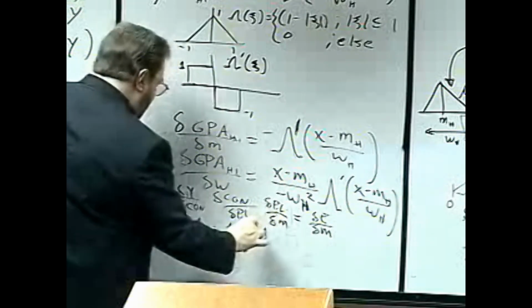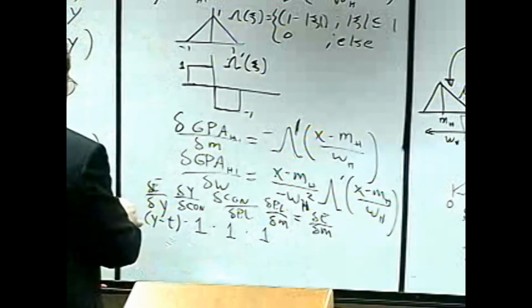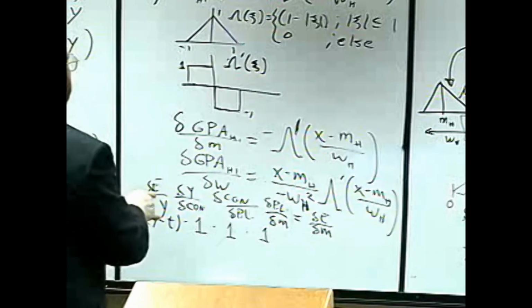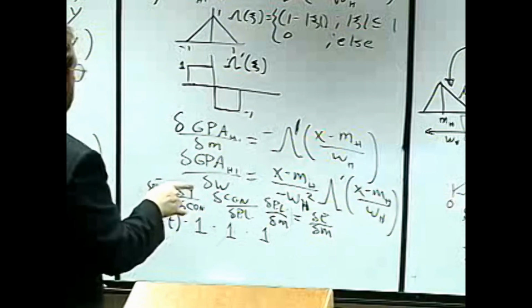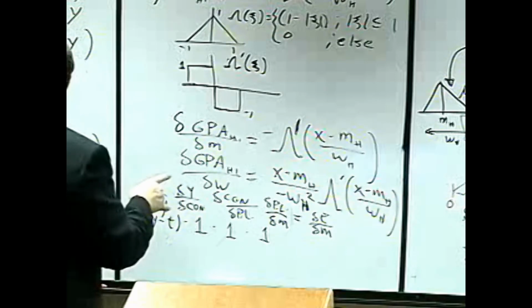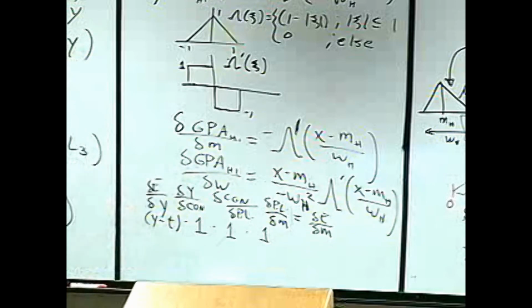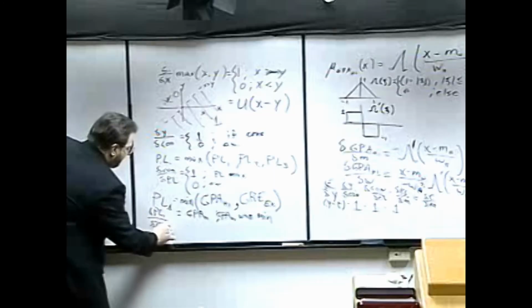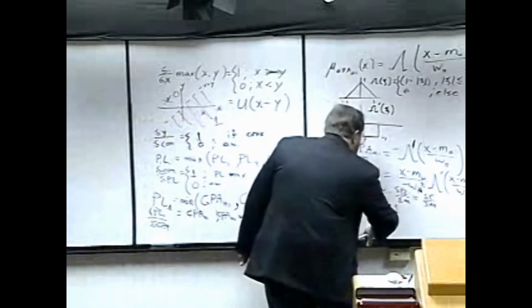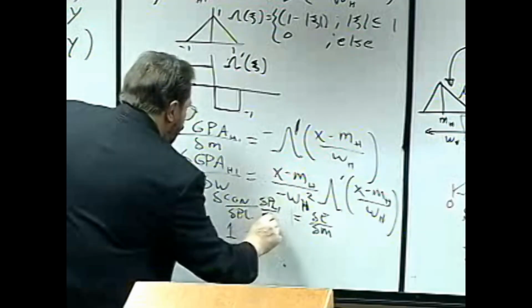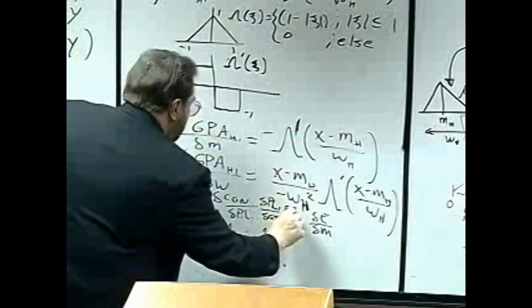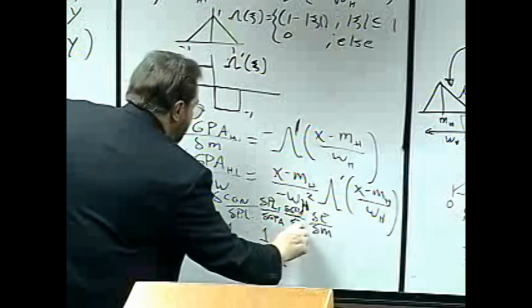And then finally we have, did I forget something? Yeah, did I get that wrong? I forgot here. DPL1, DGPA. That's what I forgot. Thanks. DPL1, DGPA, and then the last one, DGPA times the partial with respect to M.